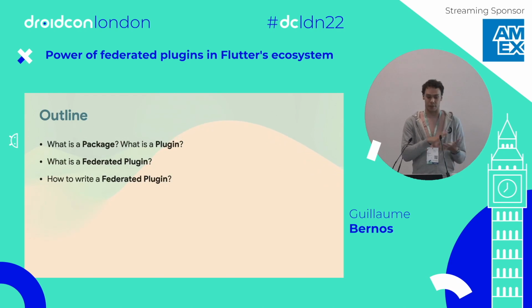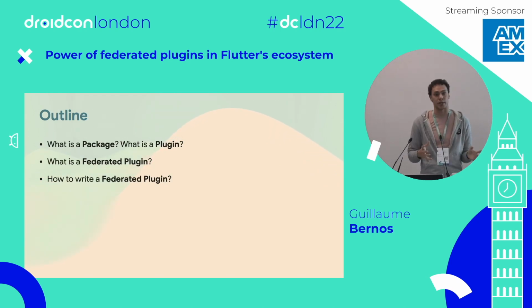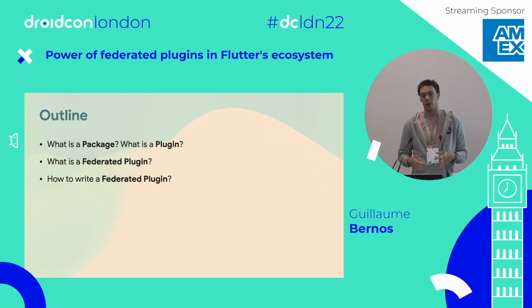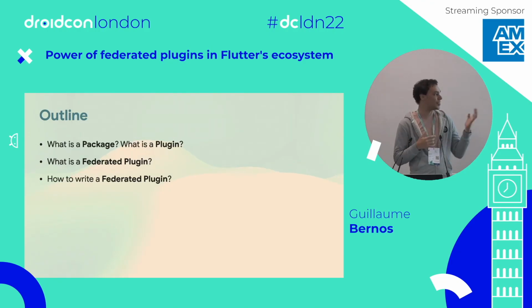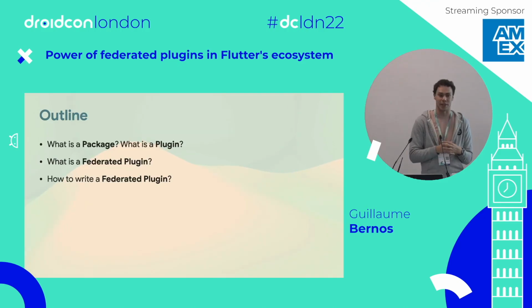So the outline is pretty simple. I'm going to explain the difference between a package and a plugin. Then what a federated plugin is, and what the difference is with a simple plugin. And then if some of you want to try to write your own plugins, you probably have some ideas, some SDKs that aren't ported yet to Flutter, I will show you some quick tips on how to write a federated plugin.